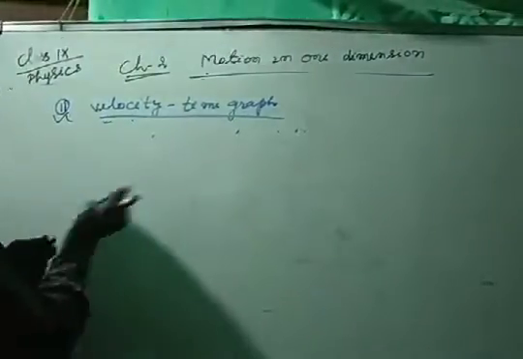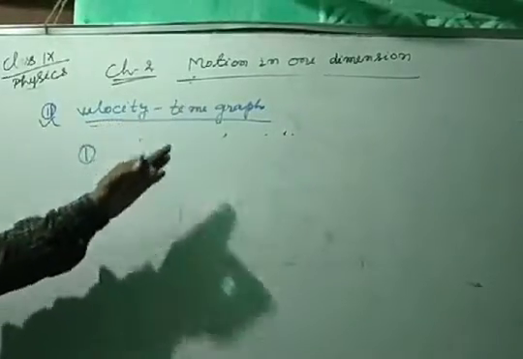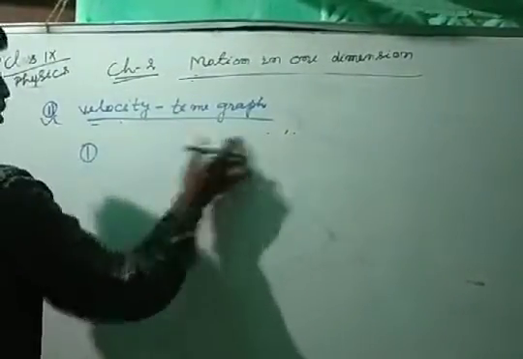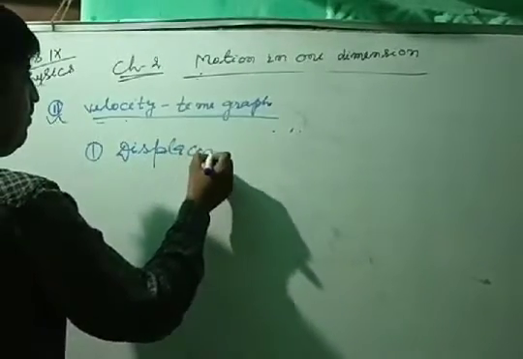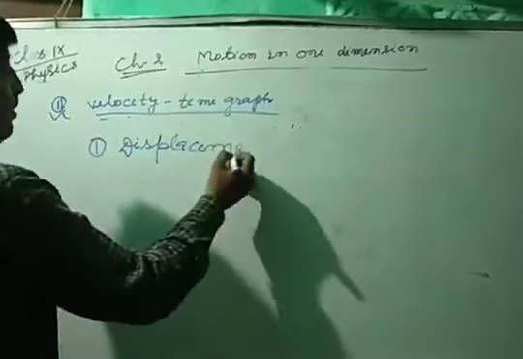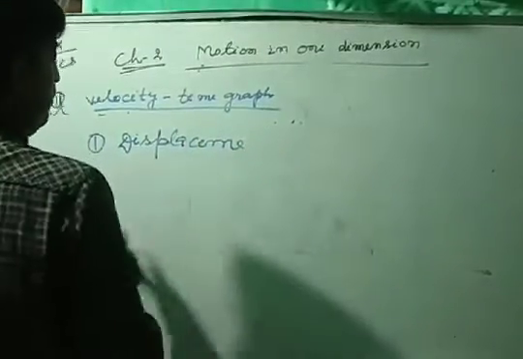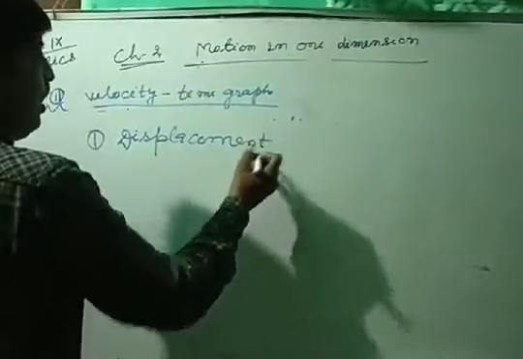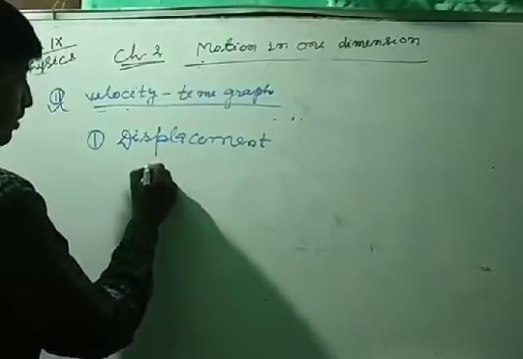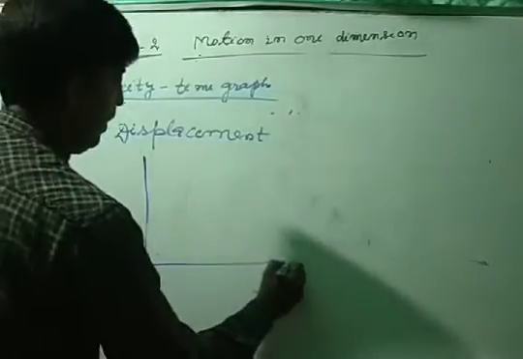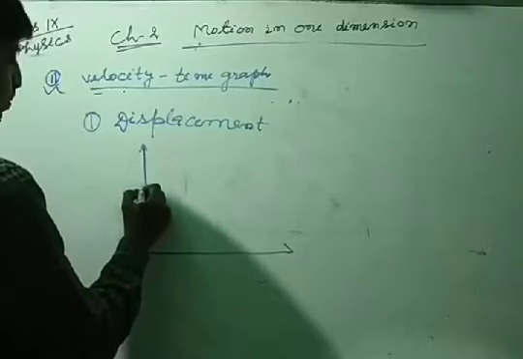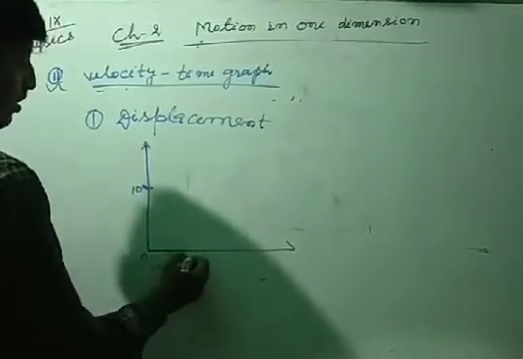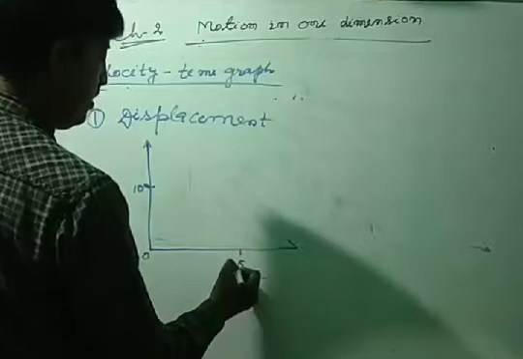We conclude, what does the velocity time graph give? First, velocity time graph gives displacement of the body. How can it give displacement? Let us take an example. Let a body be moving with uniform velocity 10 meter per second. So what is the displacement in 5 seconds?